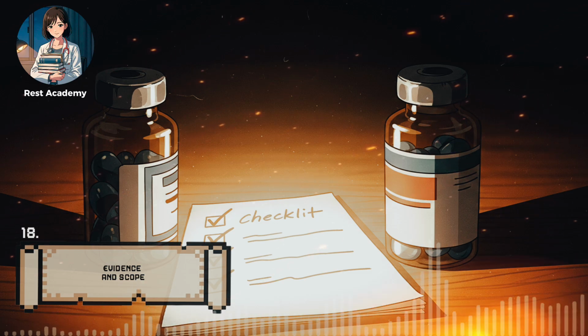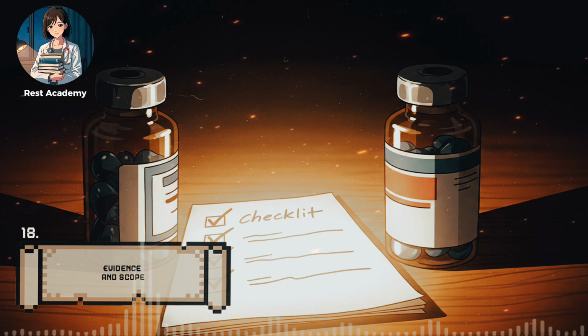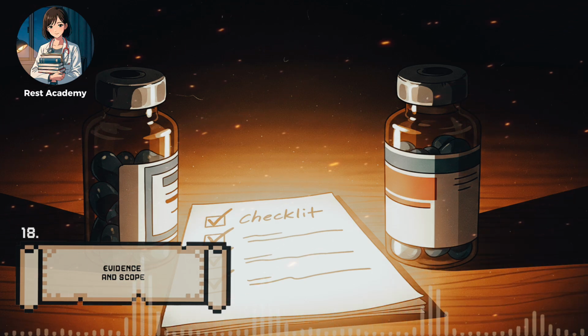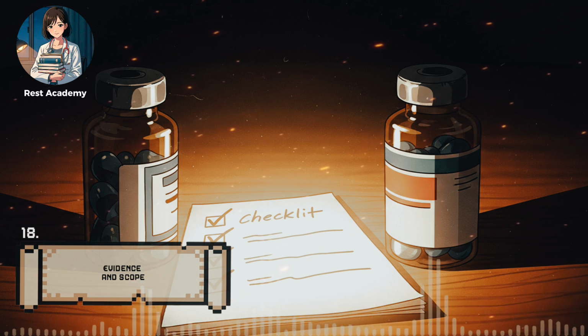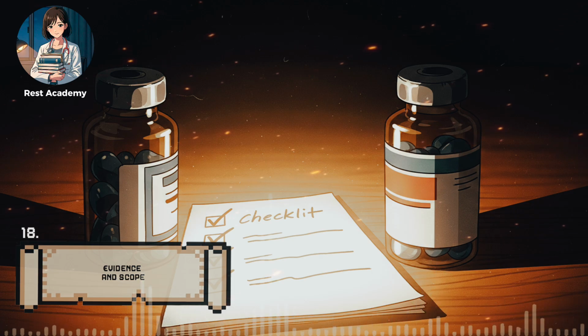Monitoring transforms selection into a dynamic process. Choosing a drug is not the end, but the beginning. You must track effectiveness, side effects, and adherence. Adjustments may be needed as the patient's condition evolves, as organs change with age, or as tolerance develops. Drug selection is therefore iterative, revisited with each new development, never static.